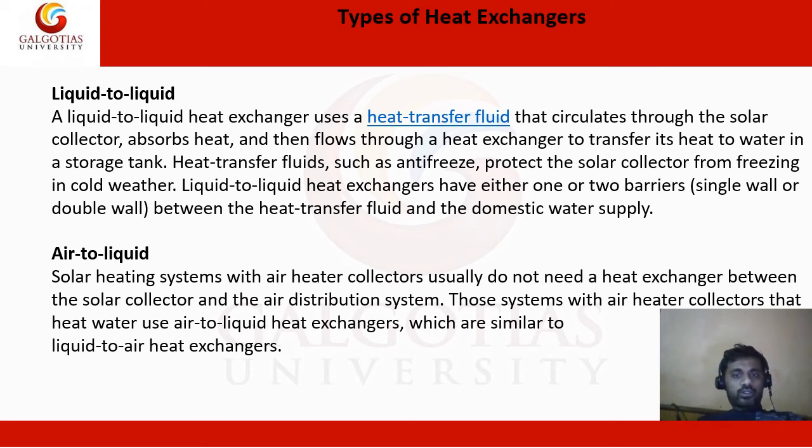Now talking about the types of heat exchangers, we have three types. One is called liquid to liquid. A liquid to liquid heat exchanger uses a heat transfer fluid that is circulated through the solar collector. It absorbs the heat and then flows through a heat exchanger to transfer its heat to water in a storage tank. Heat transfer fluid such as antifreeze protects the solar collector from freezing in cold weather.